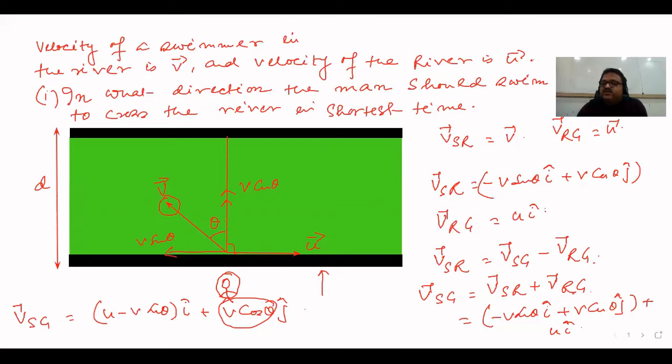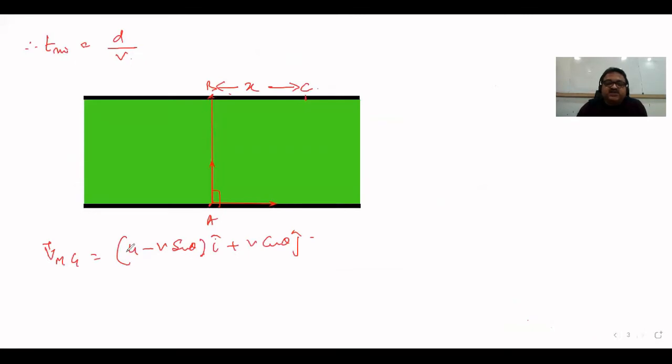If I put theta equal to 0 degrees in this equation, the velocity of the man with respect to the ground would be, since cos 0 is 1 and sin 0 is 0, u i cap plus v j cap. That means the velocity which is taking the man along BC is the river velocity. So how do we calculate this drag?